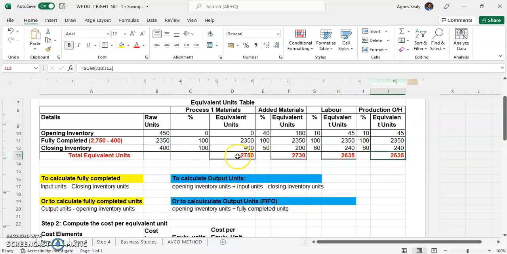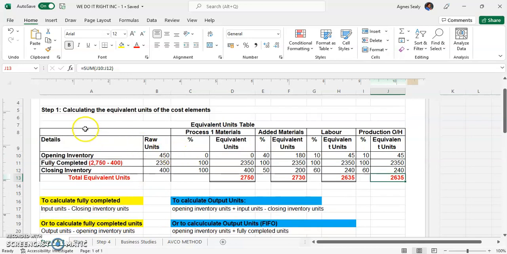So I already had my formulas in, and you can see here that I have total my equivalent units. So my total equivalent units for process one material is 2,750 units. For added material, 2,730 units. For labor and production overhead, equivalent units are 2,635 units for both of them.